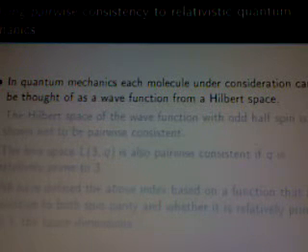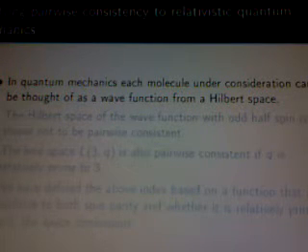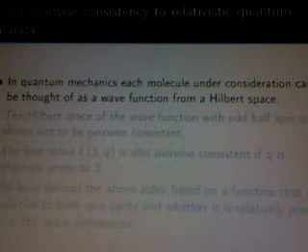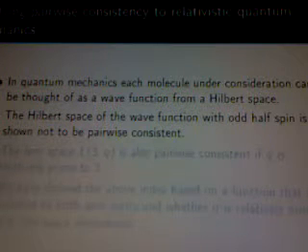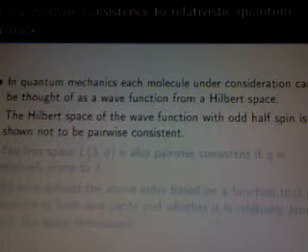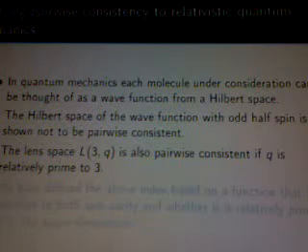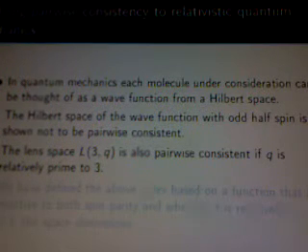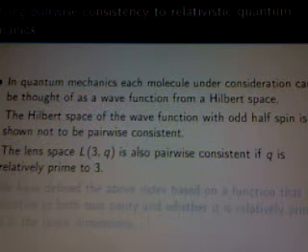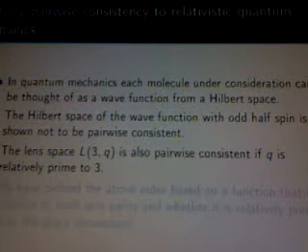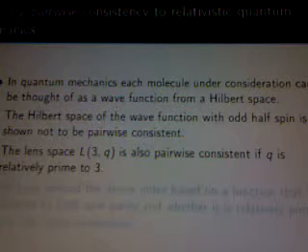To apply pairwise consistency to relativistic quantum mechanics. In quantum mechanics, each molecule under consideration can be thought of as a wave function from a Hilbert space. The Hilbert space of the wave function with odd half spin will be shown not to be pairwise consistent. On the other hand, the lens space L3Q is pairwise consistent if Q is relatively prime to 3.